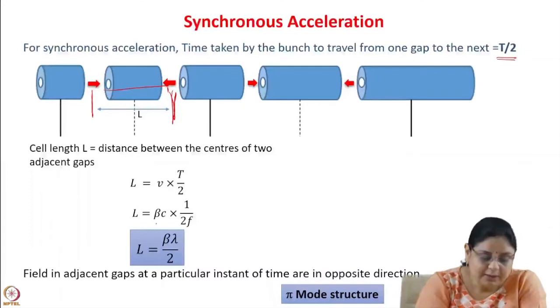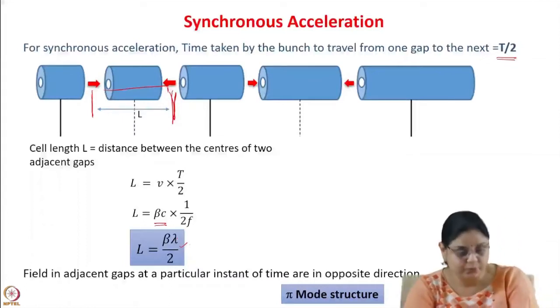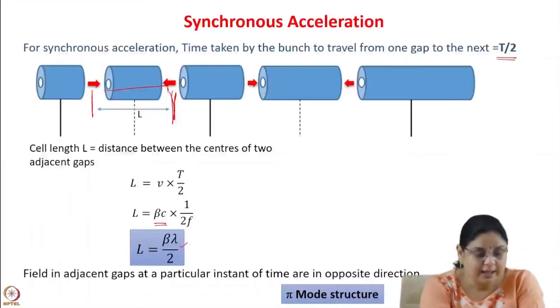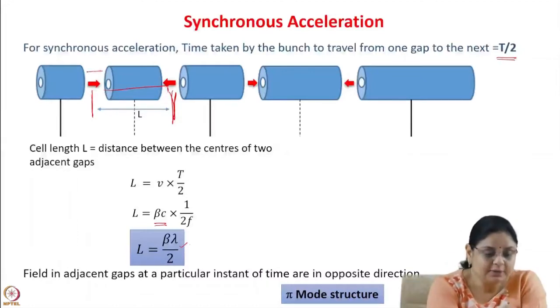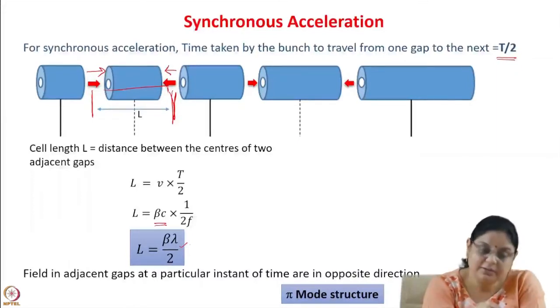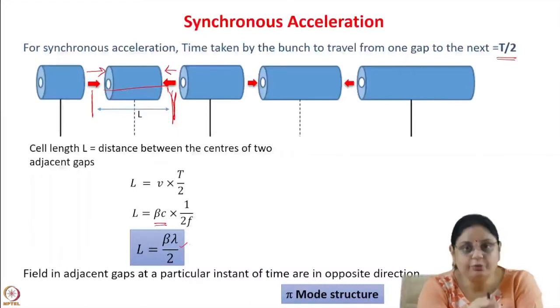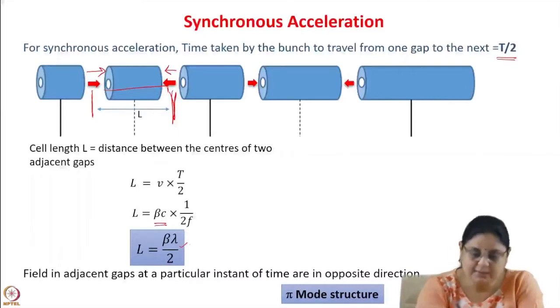V can be written as beta C and T can be written as 1 by F. C by F can be written as lambda. So the cell length is equal to beta lambda by 2. Now at a particular instant of time, if I take a snapshot, I see that the field in the first gap is in the forward direction. In the second gap, it is in the reverse direction. So the fields in adjacent gaps are out of phase with each other. This is known as a pi mode structure.